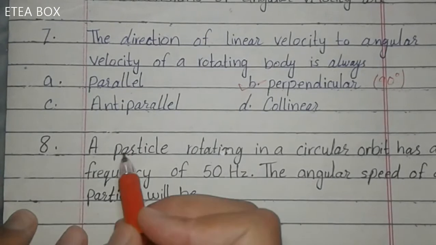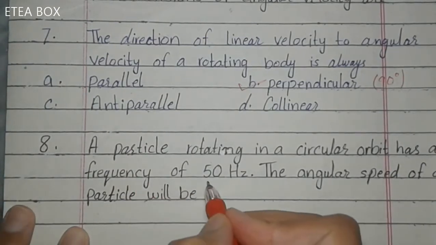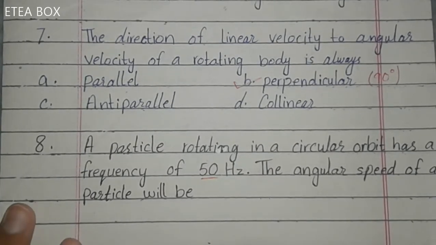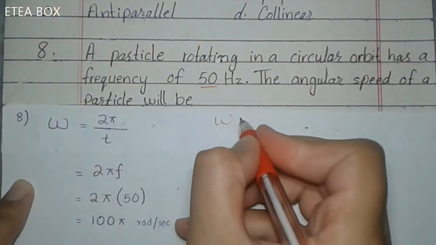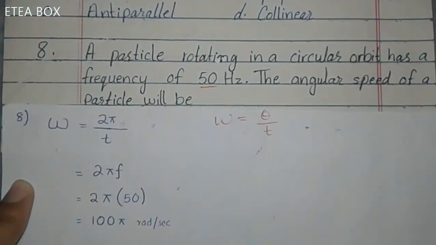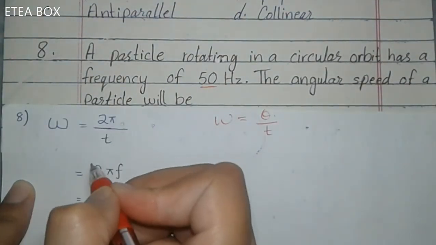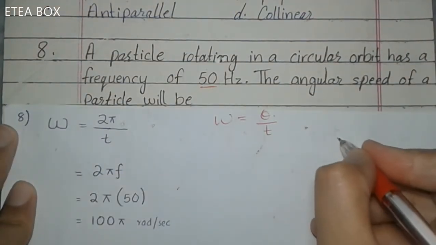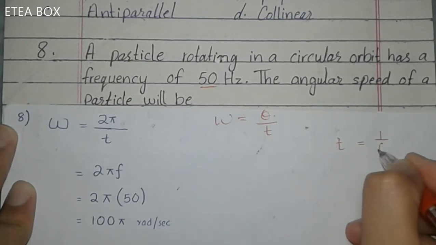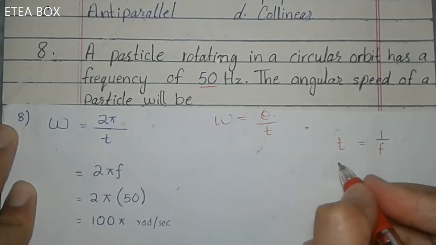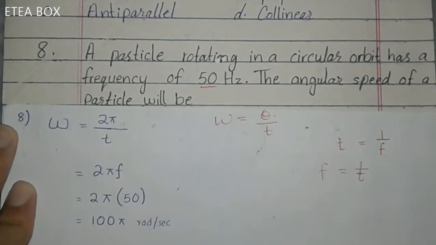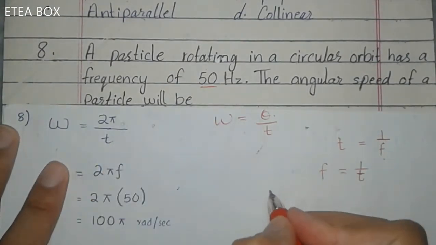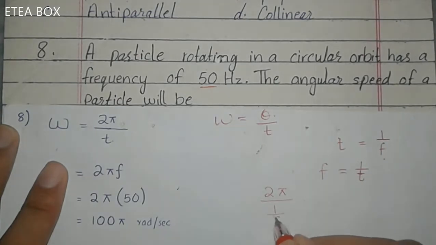Next one. A particle rotating in a circular orbit has a frequency of 50 Hz. The angular speed of the particle will be. Now let's find the angular speed. Look here. We know that angular speed is equal to angular displacement divided by time. And we also know that angular displacement is equal to 2 pi radian. So, we know that time is equal to 1 over f. Or we can also write it like frequency is equal to 1 over time. We know that frequency and time are the reciprocal of each other. So, if I put here 1 over f, then it will be like this, 2 pi divided by 1 over f.